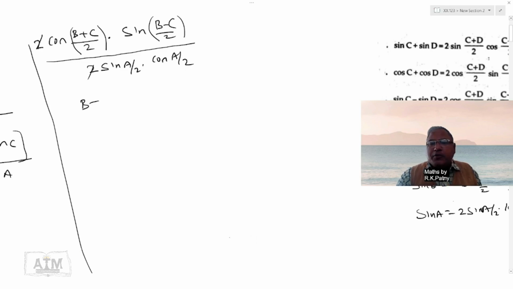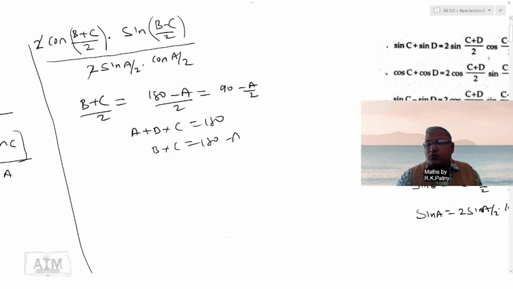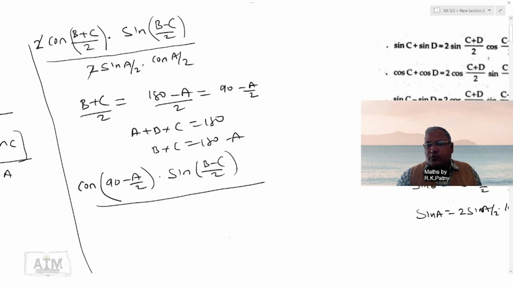And in place of (B plus C) by 2, you can write (180 minus A) by 2 equals 90 minus A by 2. Why did I keep B plus C equals 180 minus A? Because A plus B plus C equals 180. Therefore, B plus C equals 180 minus A. This was the reason. Therefore, here in place of cos (B plus C) by 2, I can write cos of (90 minus A by 2) into sine of (B minus C) by 2 divided by sine of A by 2 dot cos of A by 2.